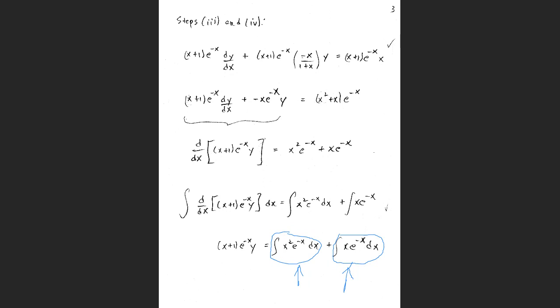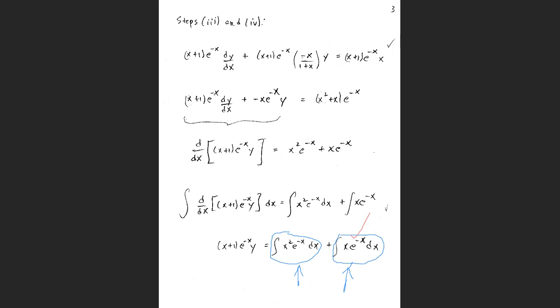Substitution, partial fractions, integration by parts. How do you do these two integrals? Integrate by parts. That's how you do it. Now, the second integral just takes one integration by parts.